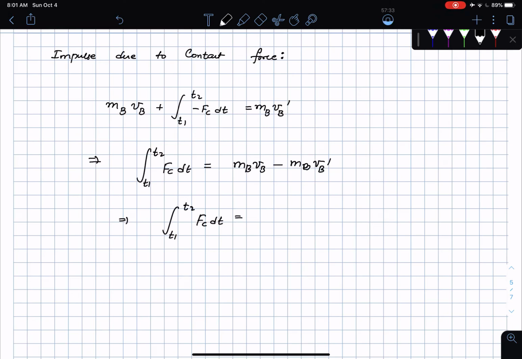After all of this has been done, this is approximately going to be 7.25. Look at the units, Newton seconds. This is the impulse on the ball due to the contact force.